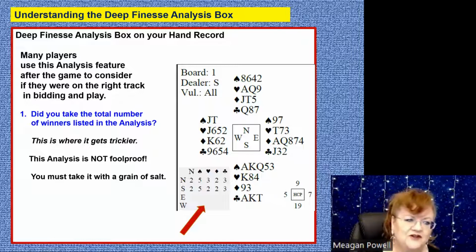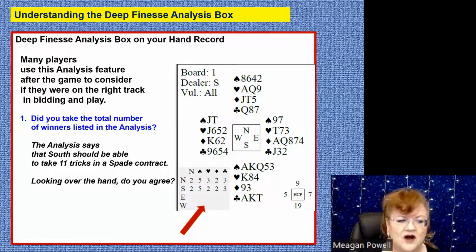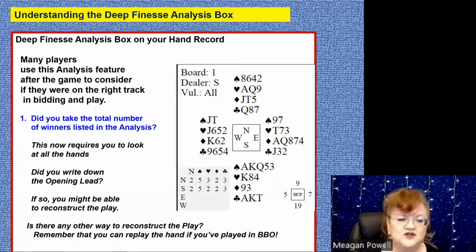So you ask yourself, did you take the total number of winners that the analysis says? Now, on this hand, the analysis says you should take 11 winners. Looking over the hand, do you agree? And this is the part that a lot of players do after the game. They stop and they say, the deep finesse says I should make 5, 11 winners, book plus 5. And I only took 4. Why is that? So you look now at all 4 hands.